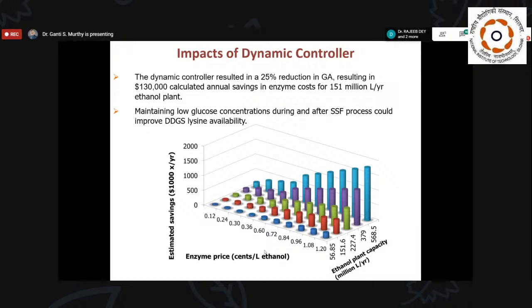Lysine is one of the most limiting amino acids in animal feeds. So if we can improve the availability of that, it is really helpful for the cattle feed industry, and it improves the quality of the feed.